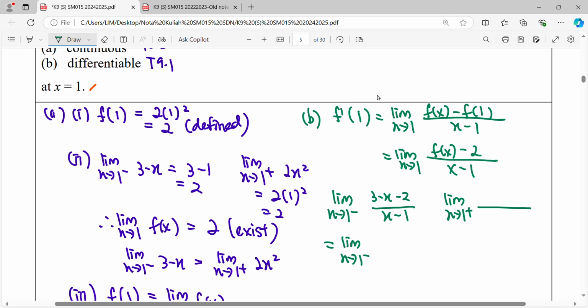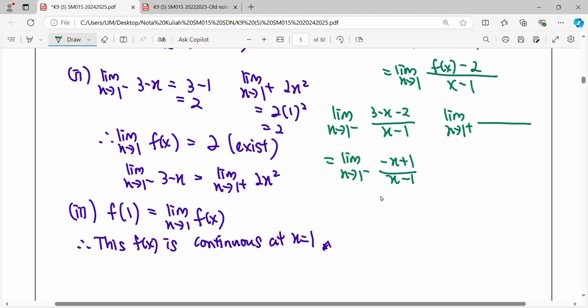Simplify this, we get negative x plus 1 over x minus 1. When we evaluate this, we get indeterminate form. So we simplify, we take out the negative, and you can see it can be factorized. So the limit as x approaches 1 from the left hand side is negative 1.